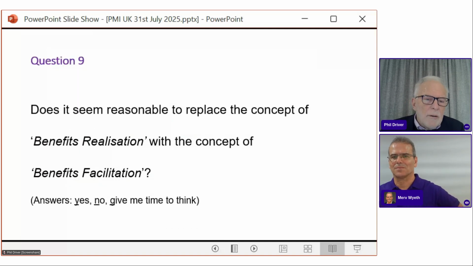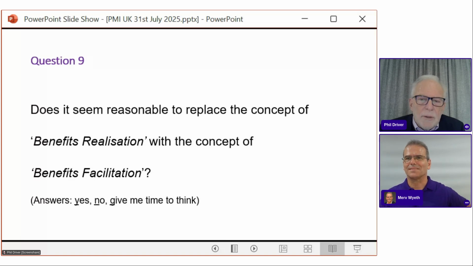So this is back to another question for Merv, and I realise that this is potentially confrontational to the project management profession that has used benefits realisation for a long time.